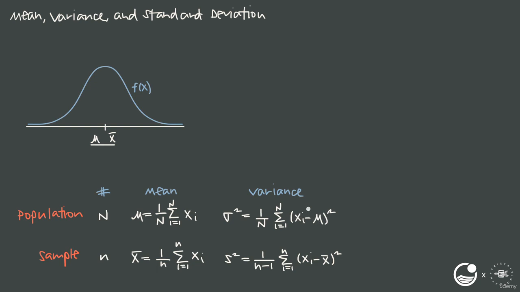So notice that the formulas for population and sample are again almost identical. All we're doing is taking the individual x sub i values in our data set, and that goes for population and sample, and then we subtract the mean. Of course, if that's the population, we're subtracting mu. If it's the sample, we're subtracting x bar. But in either case, we're just subtracting the mean. And that gives us the deviation for each data point.